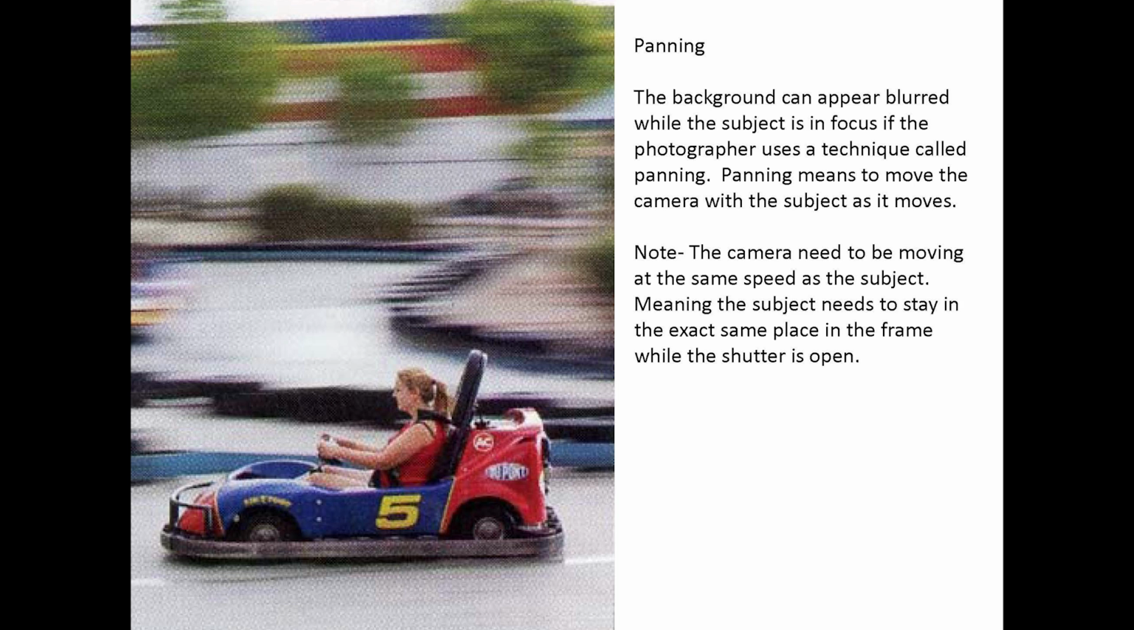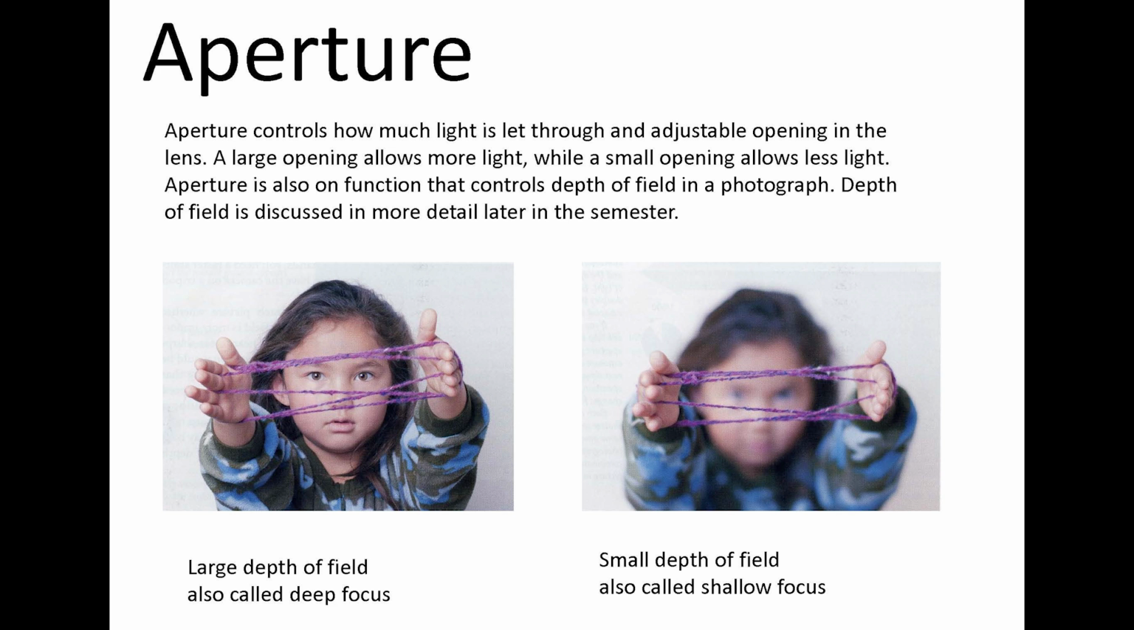All right, so that's shutter speed. Now let's deal with aperture. So aperture controls how much light is let through an adjustable opening in the lens. Inside the lens, there's this little opening, and it's a diaphragm, and it can close down to really small, or it can open up to really large. And that also controls what's called the depth of field.